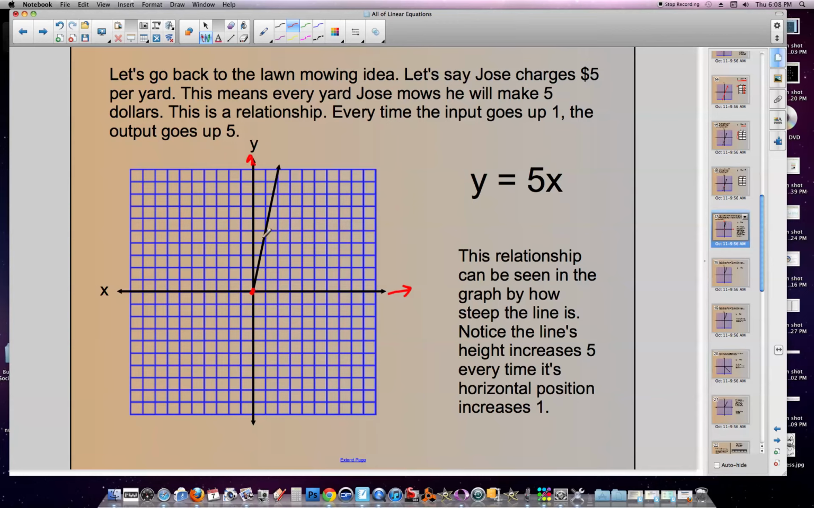0 yards, $0, 1 yard, $5, 2 yards, $10. It's this relationship of how high we go every time we go over 1 that determines how steep this line is. This function would be 5x, right? Every 1 yard that we put in, we multiply that by 5, and so this will be 5 times larger than what we put in.